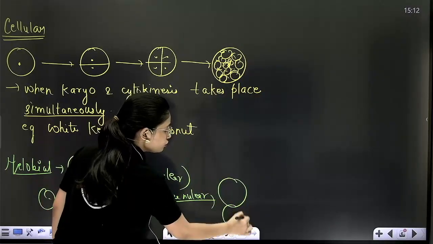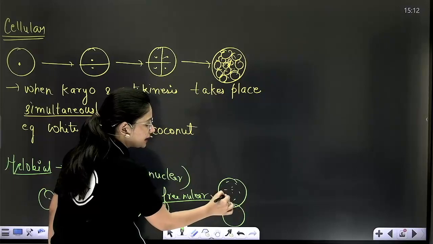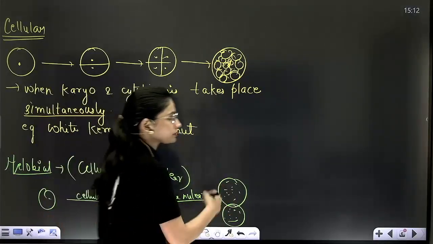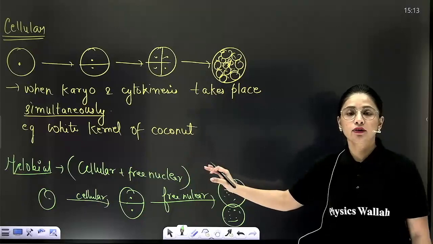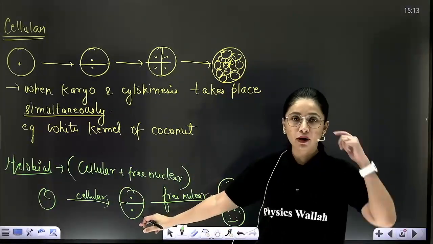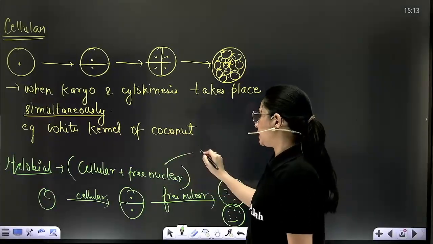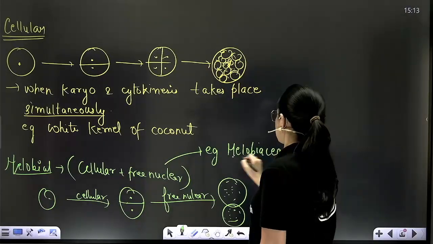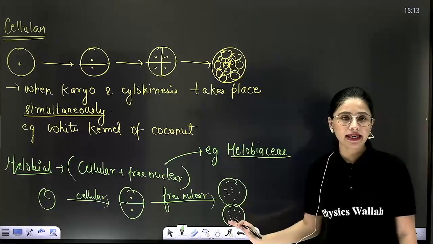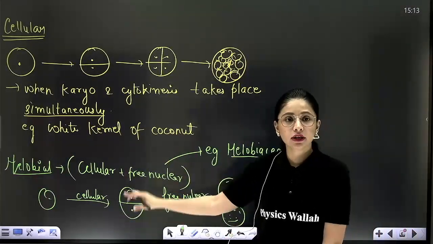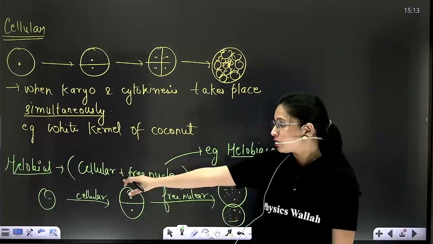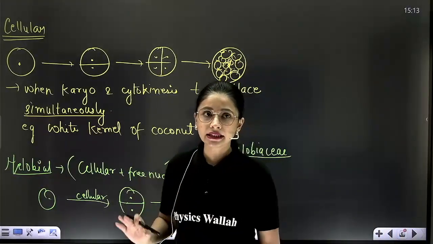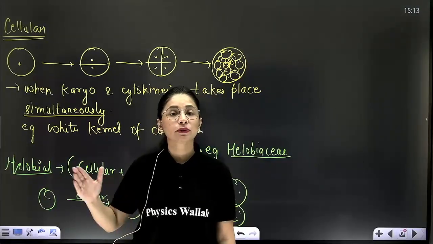That means only two cells are produced, which are multinucleate. Okay? So this is the condition now. First round is cellular and then all rounds are free nuclear. This type of endosperm development is helobial, which you see in the Helobiae. It's a special type of development, a mix of cellular and free nuclear. First round is cellular and then the rest of the rounds are free nuclear. Understood? The three types of endosperm development.